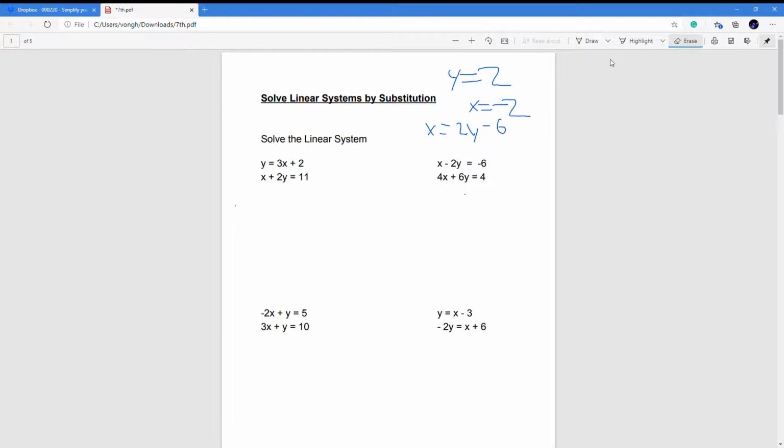Let's check our work again just by plugging both values into one of the equations. Actually, let's use this equation right here. So we have 4 times negative 2 plus 6 times 2. And we simplify that, and we get negative 8 plus 12 equals 4. And we do it again, we get 4 equals 4. And that's what we want. We want to have both of the same numbers on both sides.